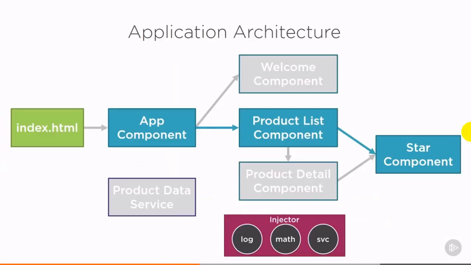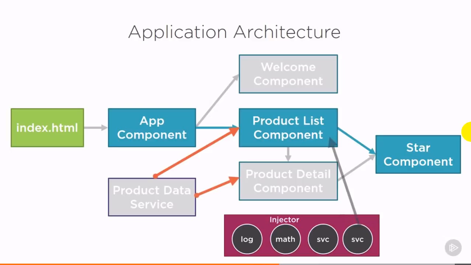If we register the provider for the product data service in the product list component, the Angular injector can inject the service into the product list component and any of its children. It could not inject the service into the product detail component unless we registered the provider again in the product detail component. Note that if we did register the provider for the service twice, we would no longer have a singleton. The Angular injector would manage two instances of the service, one for the product list component and its children, another for the product detail component and its children.